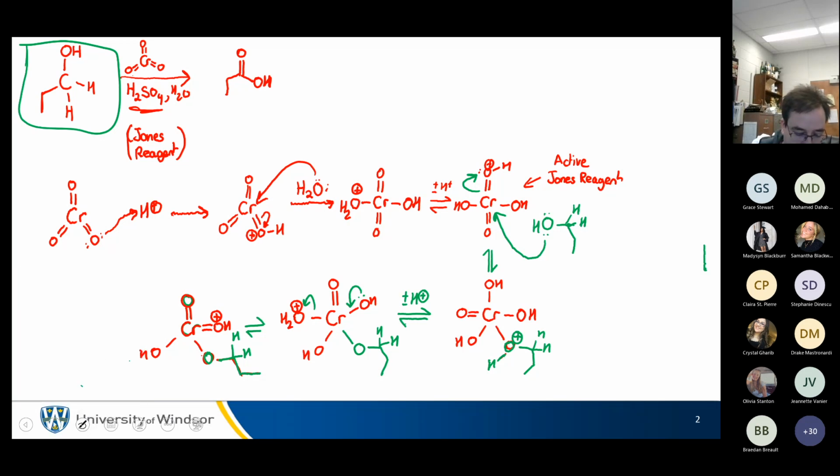And so what happens is water acts as a base, and this is the E2 step. So we grab a hydrogen, we make a double bond, we have a leaving group leave. The leaving group's chromium. And it does this kind of rearrangement to free up its electrons. We'll see why it does that in a second. But it's just an E2.